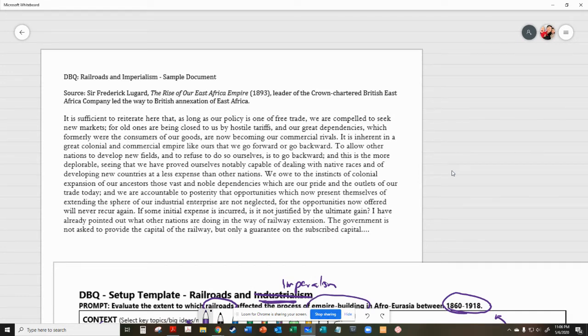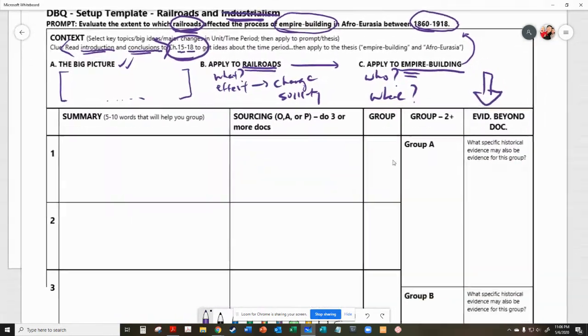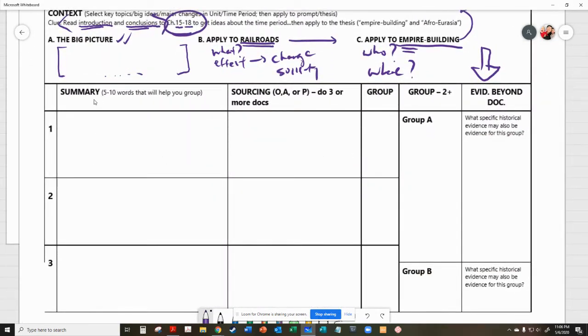Okay, if you've read the document, there are a few things you want to be able to do. First of all, with this particular document, you need to provide a short summary. You do not have much time. In a normal DBQ, you have 1 hour to evaluate 7 documents and use them to do a number of different things. In the revised version that we have, it's 5 documents in 45 minutes. But in the same way, use about 5 to 10 words that will help you to group this particular document.